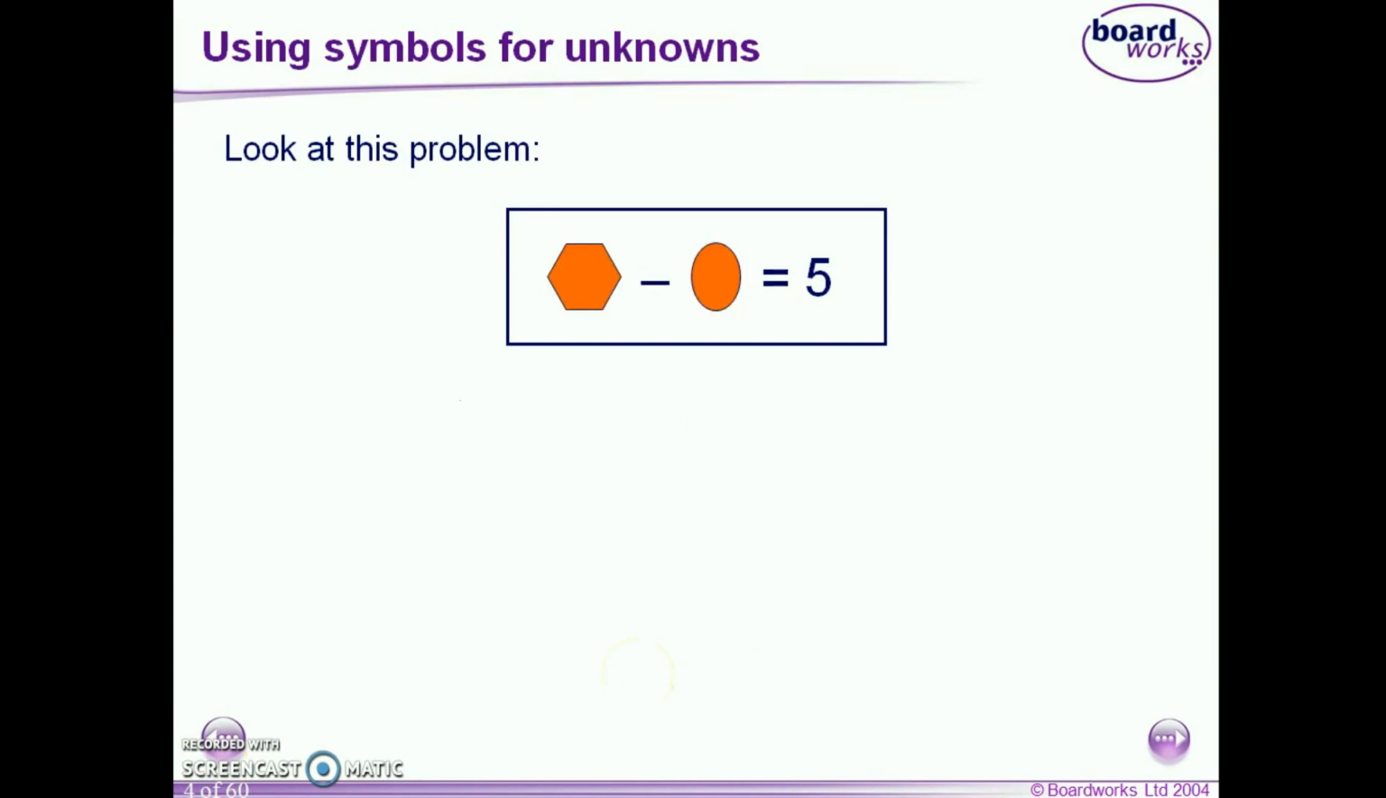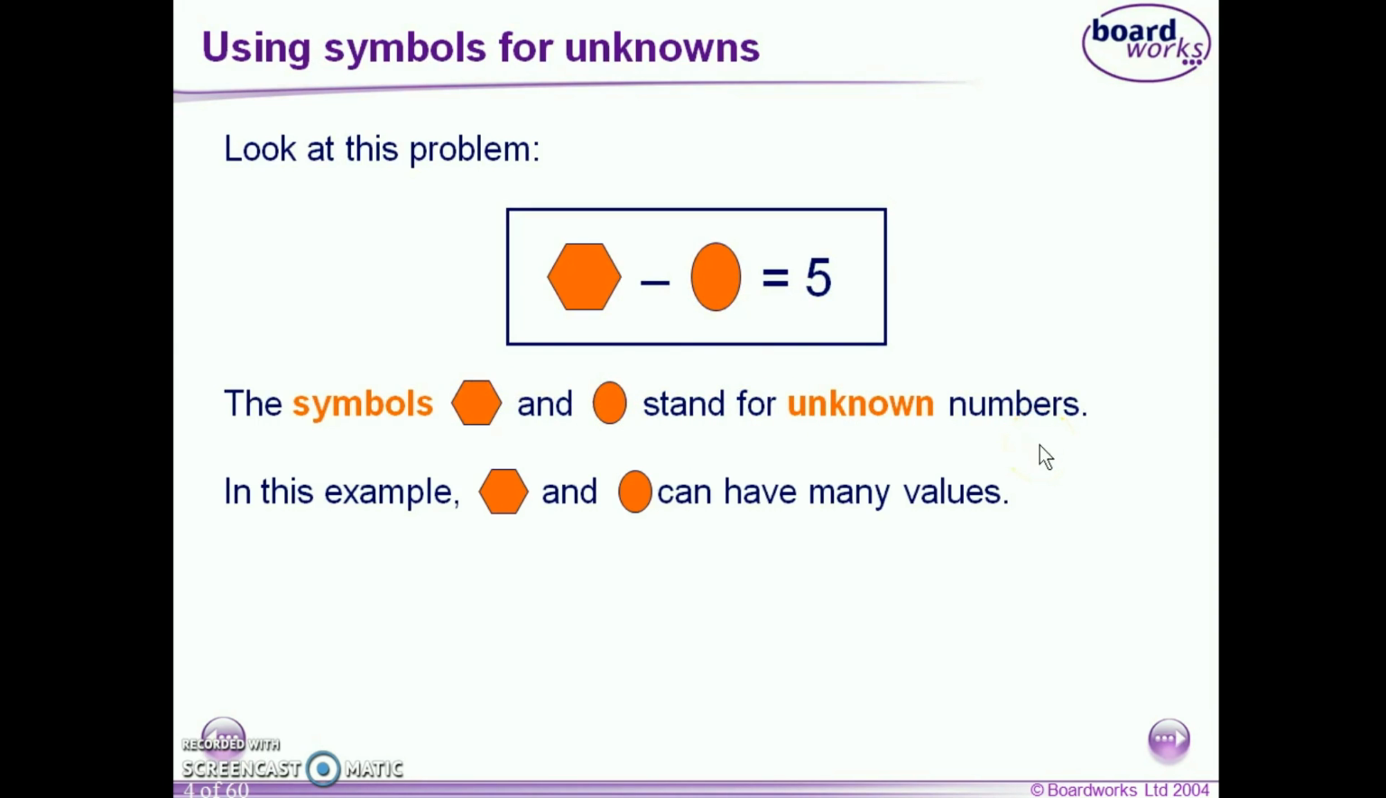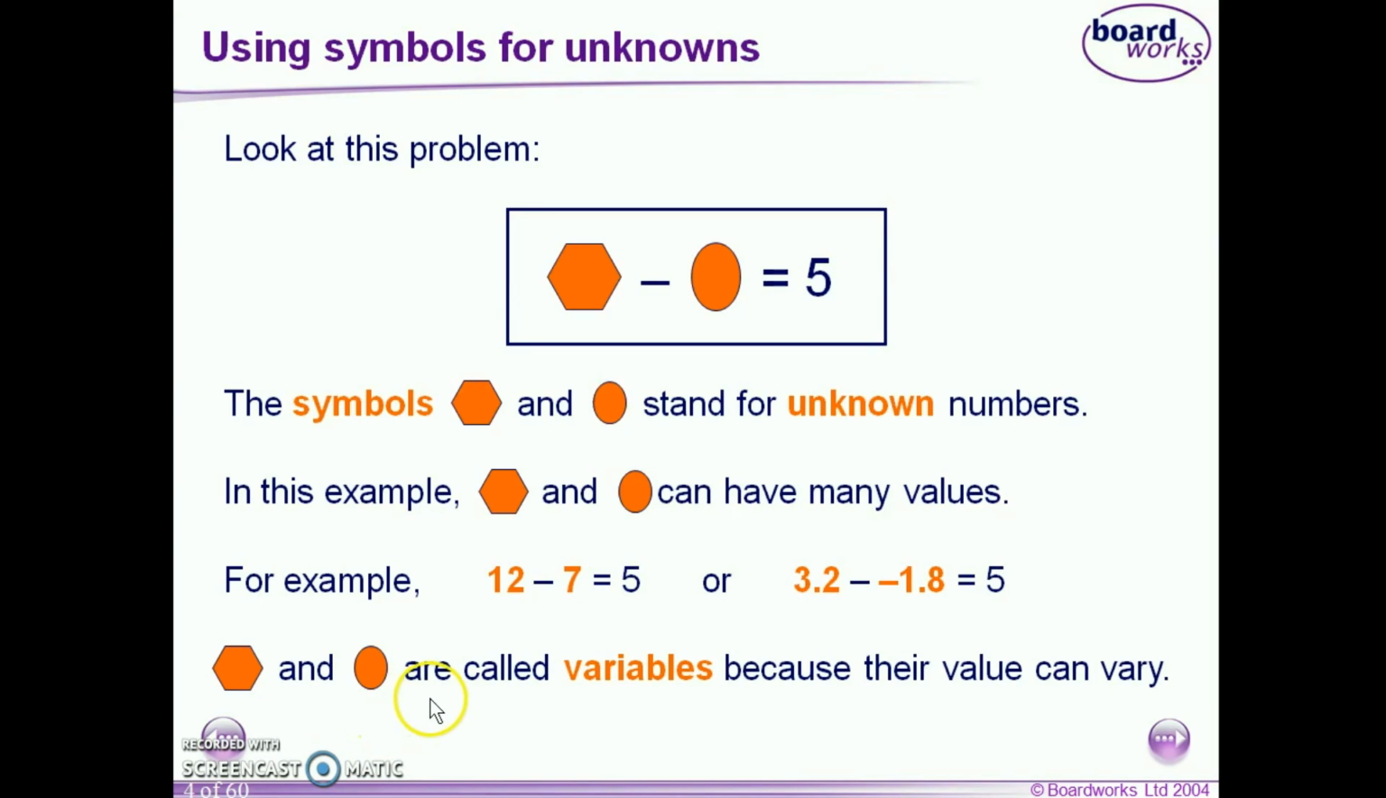Now we go to the second problem. Given that hexagon symbol minus circle symbol is equal to 5. The hexagon and the circle stand for unknown numbers. In this example, hexagon and circle symbols can have many values. For example, 12 minus 7 is equal to 5, or 3.2 minus negative 1.8 is also equal to 5. Hexagon and circle symbols are called variables because their values can vary.